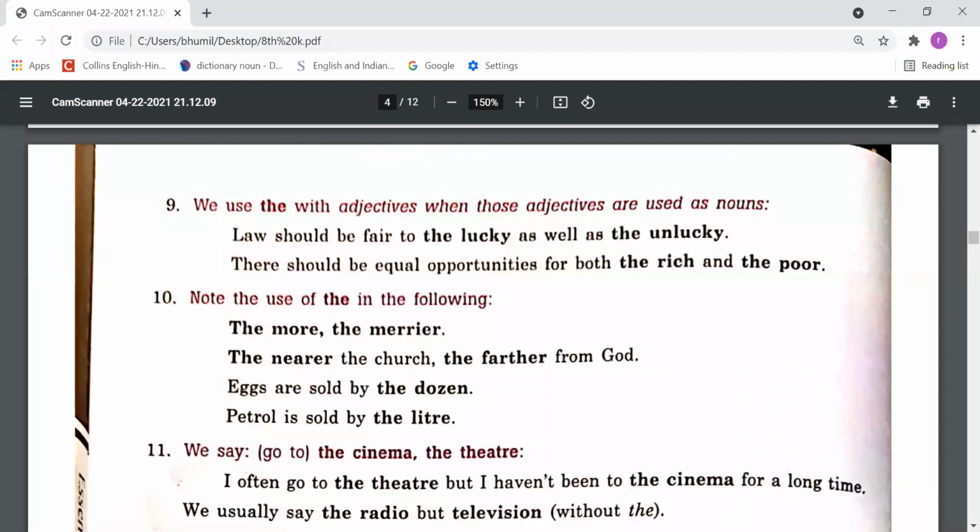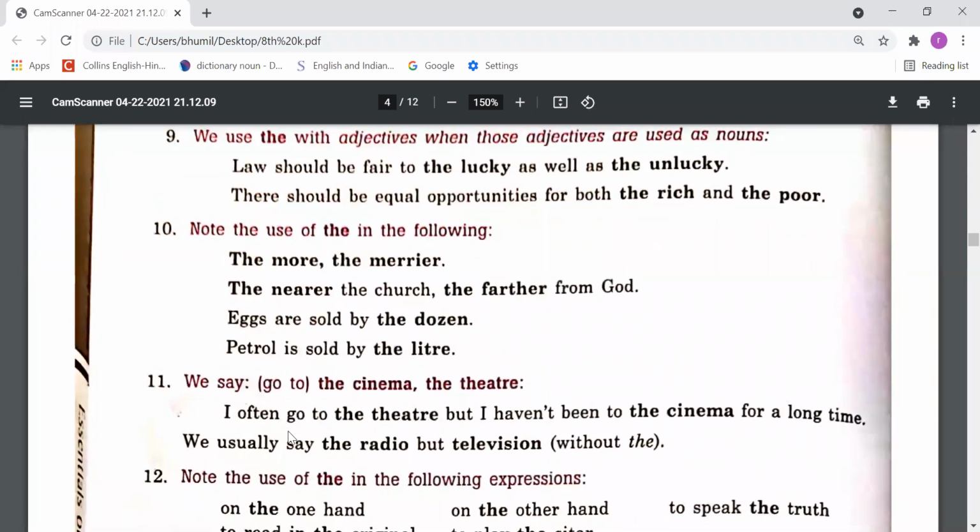So rich and poor, we know that these are adjectives, like lucky and unlucky. So with rich and poor we can use the article before them. Why? Because rich and poor mean all rich persons, all rich people, or all poor people. So to represent the whole class we can use the article with adjectives too.